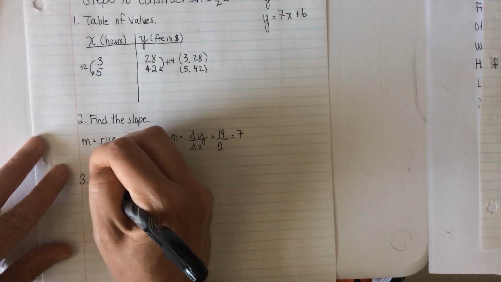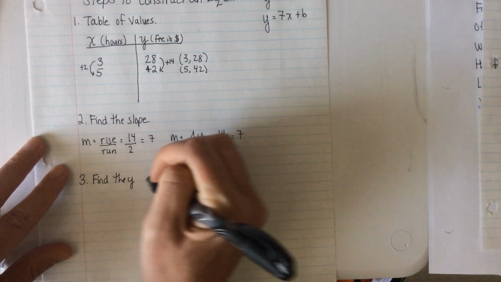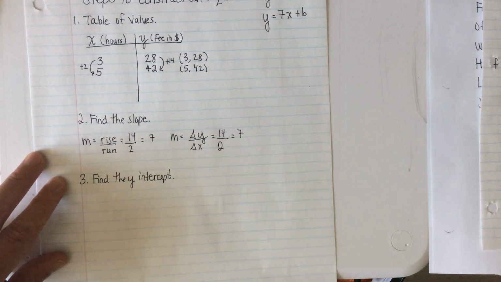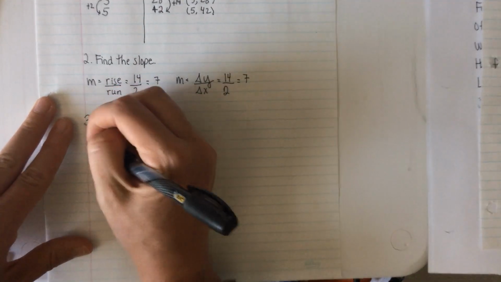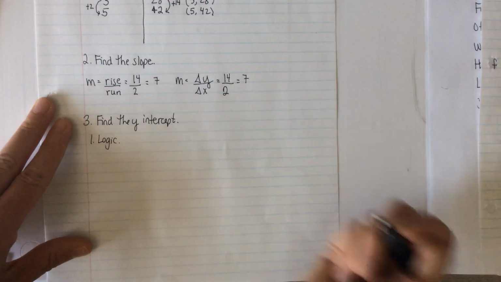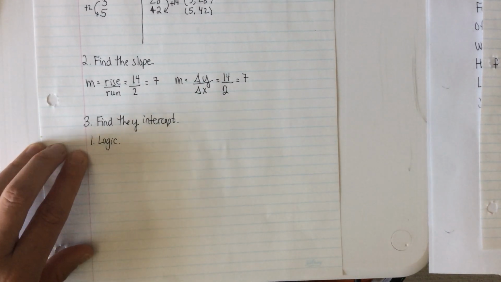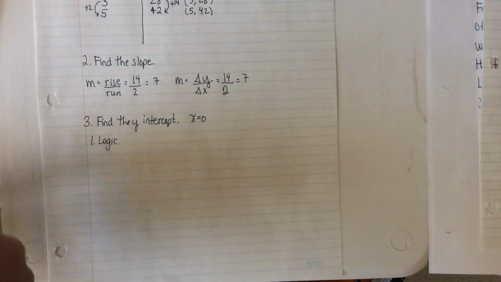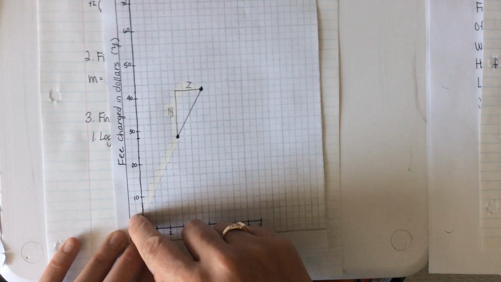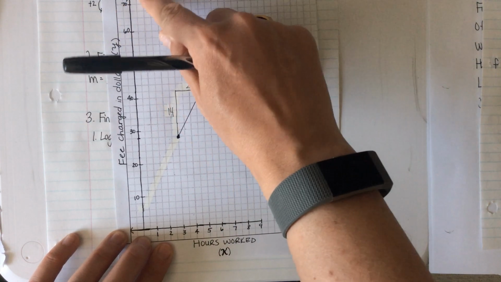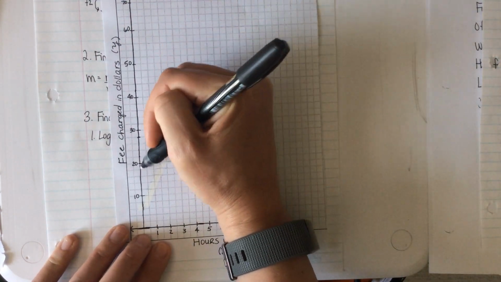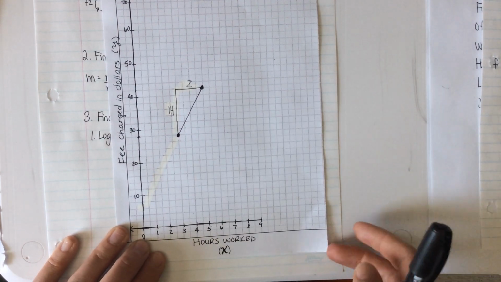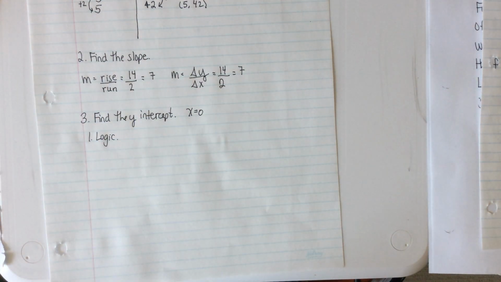So step 3 is to find the y-intercept. I have 3 different ways that I can do this for this particular problem. The first way is to use logic. So we know the y-intercept is anywhere where x equals 0. Because when you look at a graph, the y-intercept, wherever a line crosses the y-axis, any point on this y-axis, the x-coordinate is 0. So any y-intercept is always going to have an x-coordinate of 0.